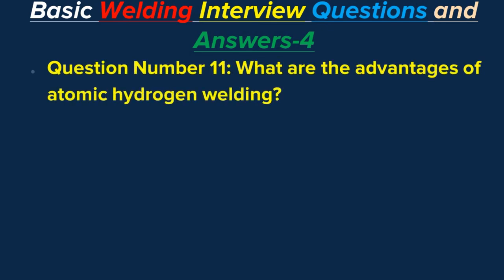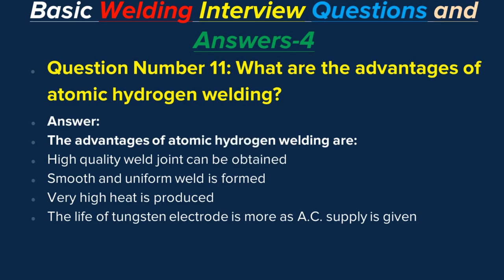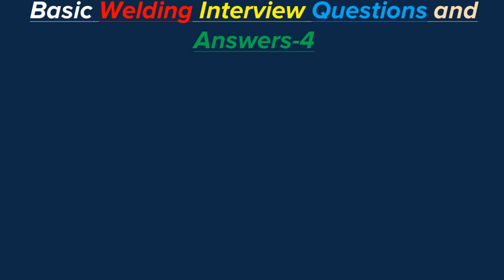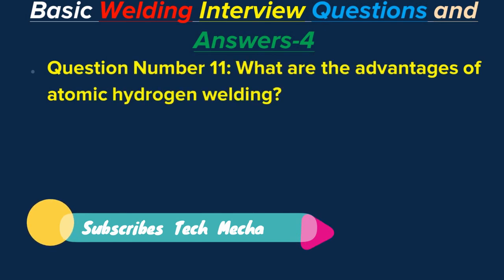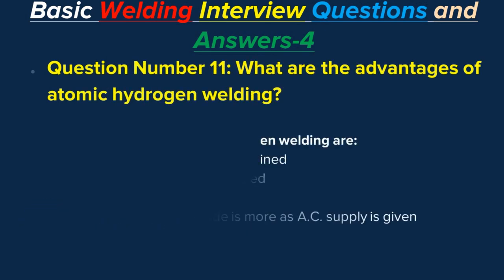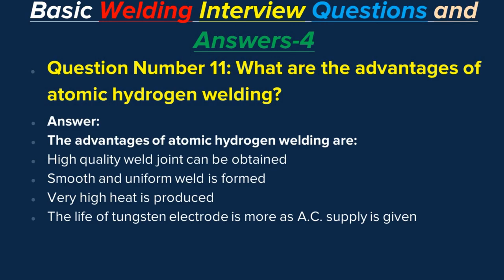Question number 11. What are the advantages of atomic hydrogen welding? Answer. The advantages of atomic hydrogen welding are: high quality weld joint can be obtained, smooth and uniform weld is formed, very high heat is produced, the life of tungsten electrode is more.